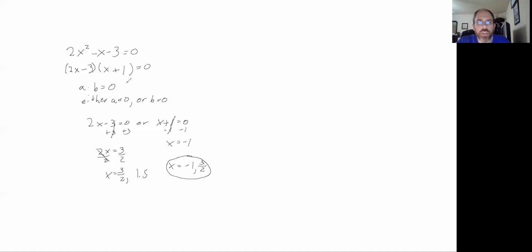Let's double check our answer here. What if I went with the first one of negative 1 and I plugged that in for my x here? What is negative 1 squared? That is, of course, positive 1. Positive 1 times 2 is 2. Negative 1 times a negative is a positive 1, so I have 2 plus that 1, which is a 3. And 3 minus this 3 is indeed 0. So my answer is correct.